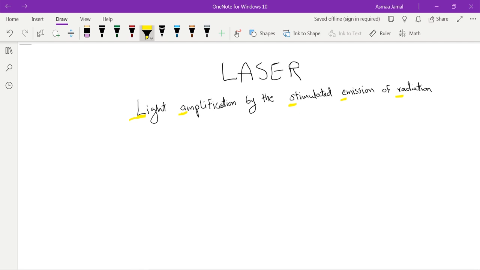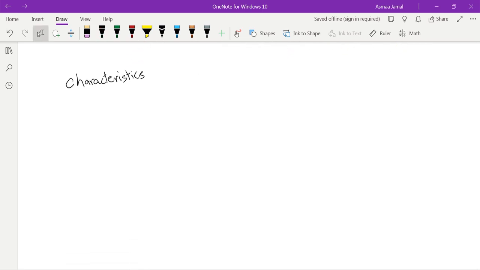So, from the name and the definition, we can figure out the properties or the characteristics of the laser and its technique. So, what are the characteristics of the laser? The laser light has 4 unique properties or characteristics that differentiate it from the normal ordinary light. So let's do a comparison between them to get it in a better way.